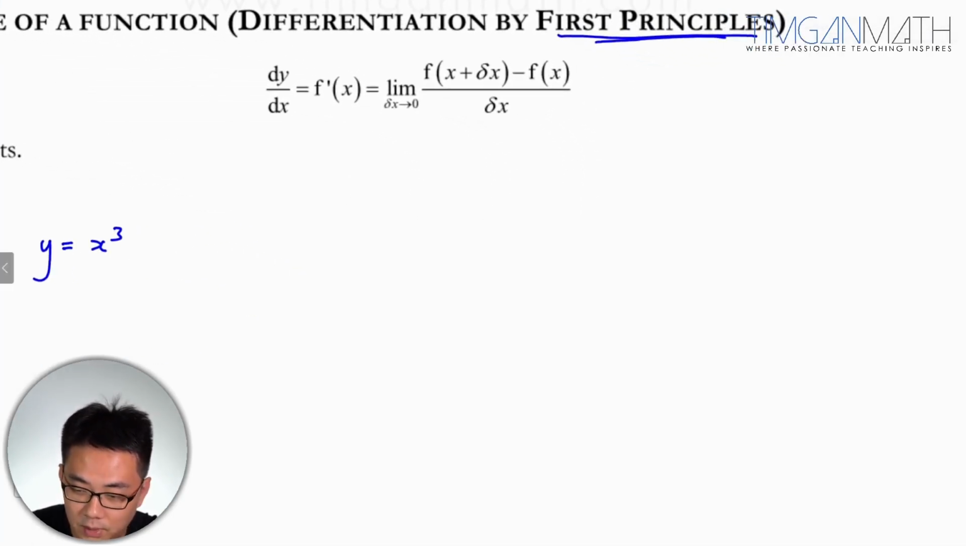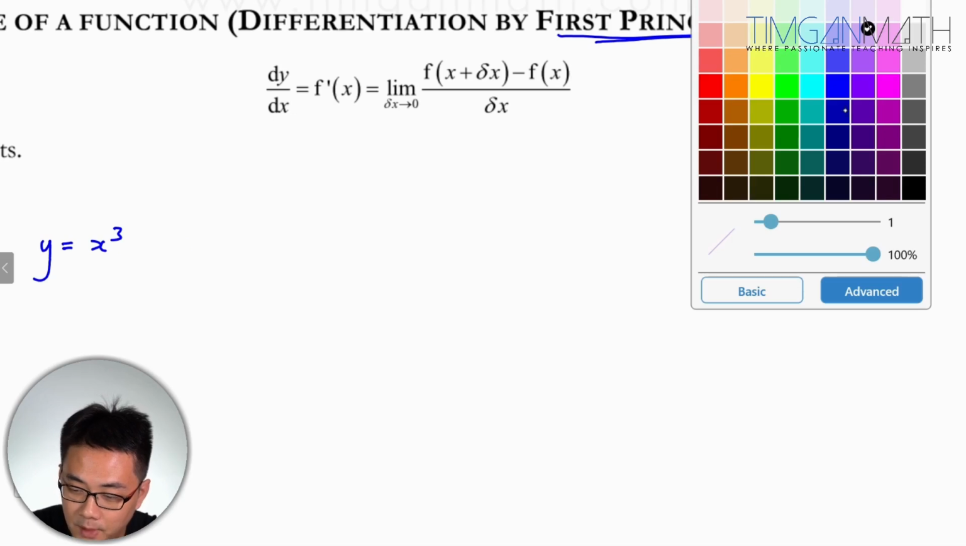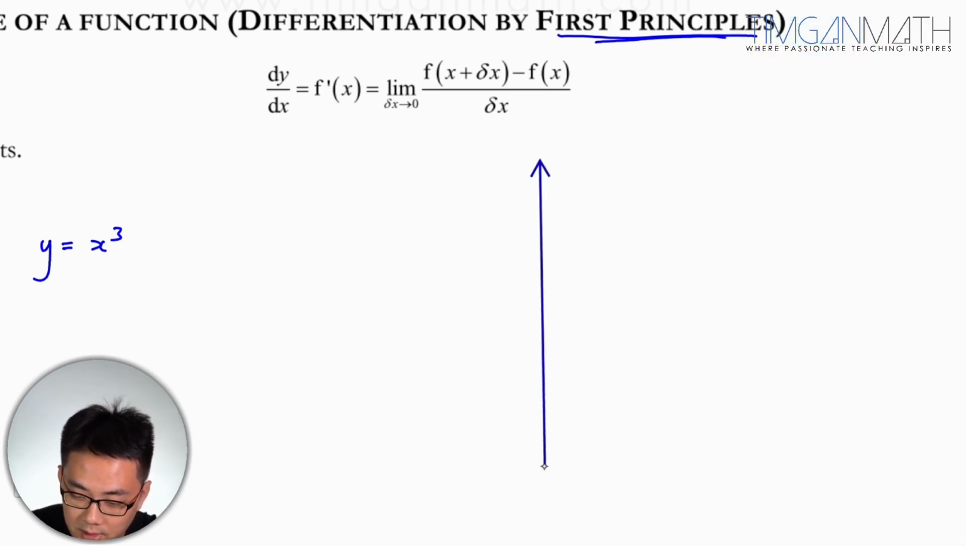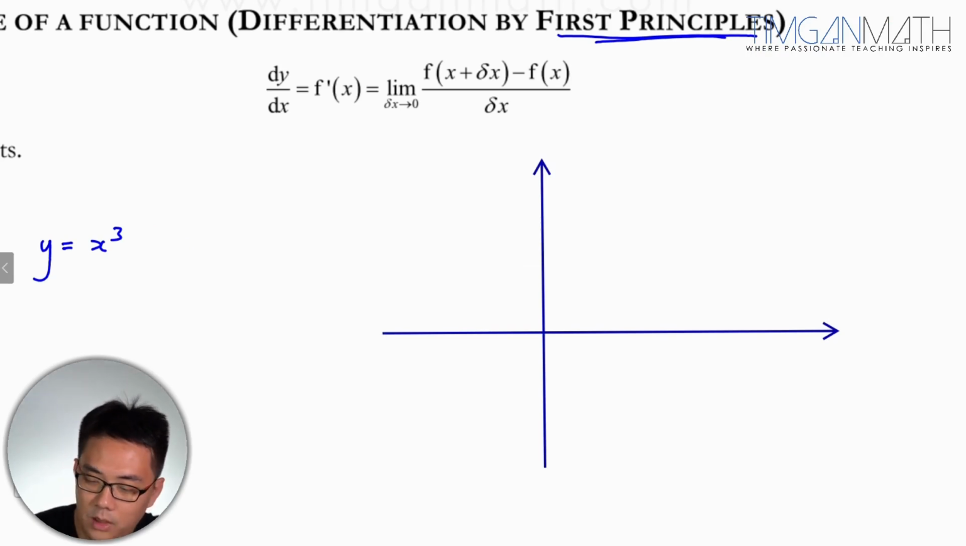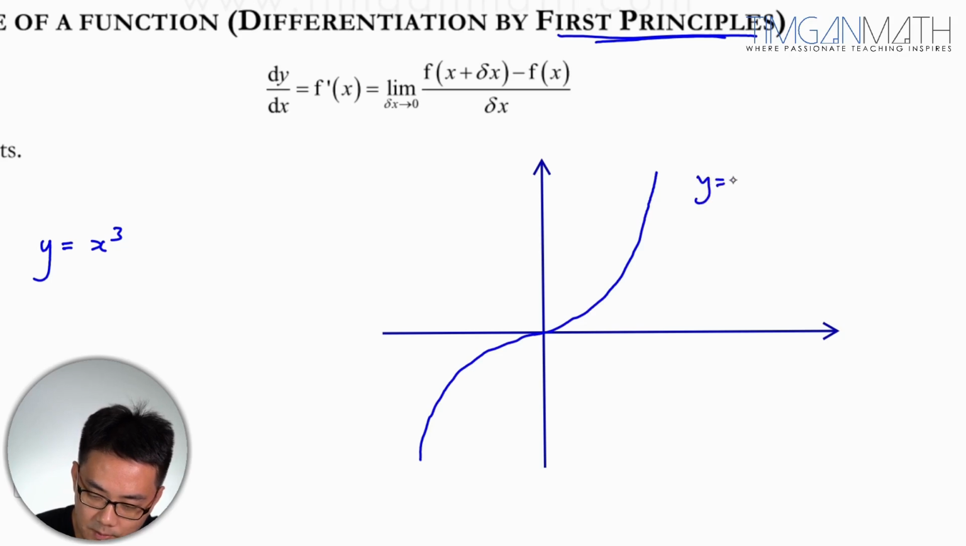So if you don't understand what's going on here, I'll just try and explain. So what it goes is this. If I've got the curve like that, like that, this is y equals x cubed.